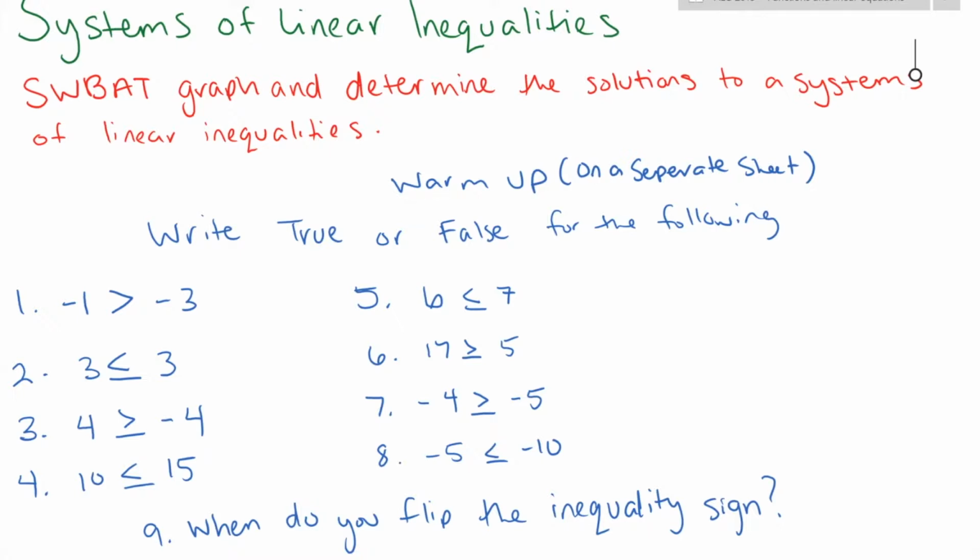Okay, so you should have read the objective. The objective is that you guys will graph and determine the solutions to a system of linear inequalities. First of all, an inequality is things that are greater than, less than, greater than or equal to, or less than or equal to. Okay, so we're going to be graphing these now, and they're going to be systems of them. All right. In order to receive full credit for your notes, you do need to have your warm-up on this paper.